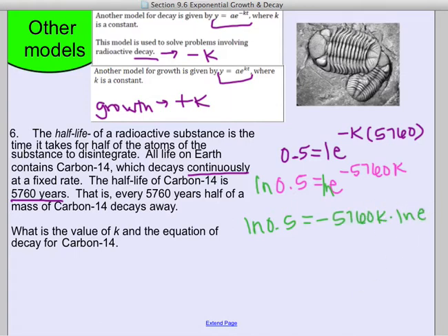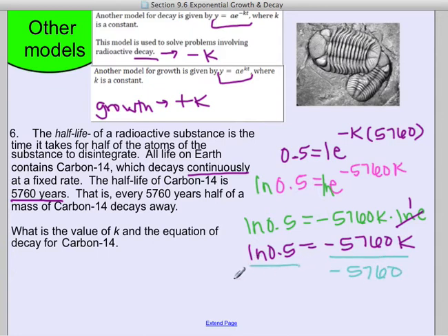Natural log of e. Well, what is natural log of e? It is just 1. So 1 times that, I will just be left with negative 5,760k. Now the last thing I need to do is get k by itself, so I'm going to divide by negative 5,760. If I do that on my calculator, k is equal to 0.00012. So that is what k is.